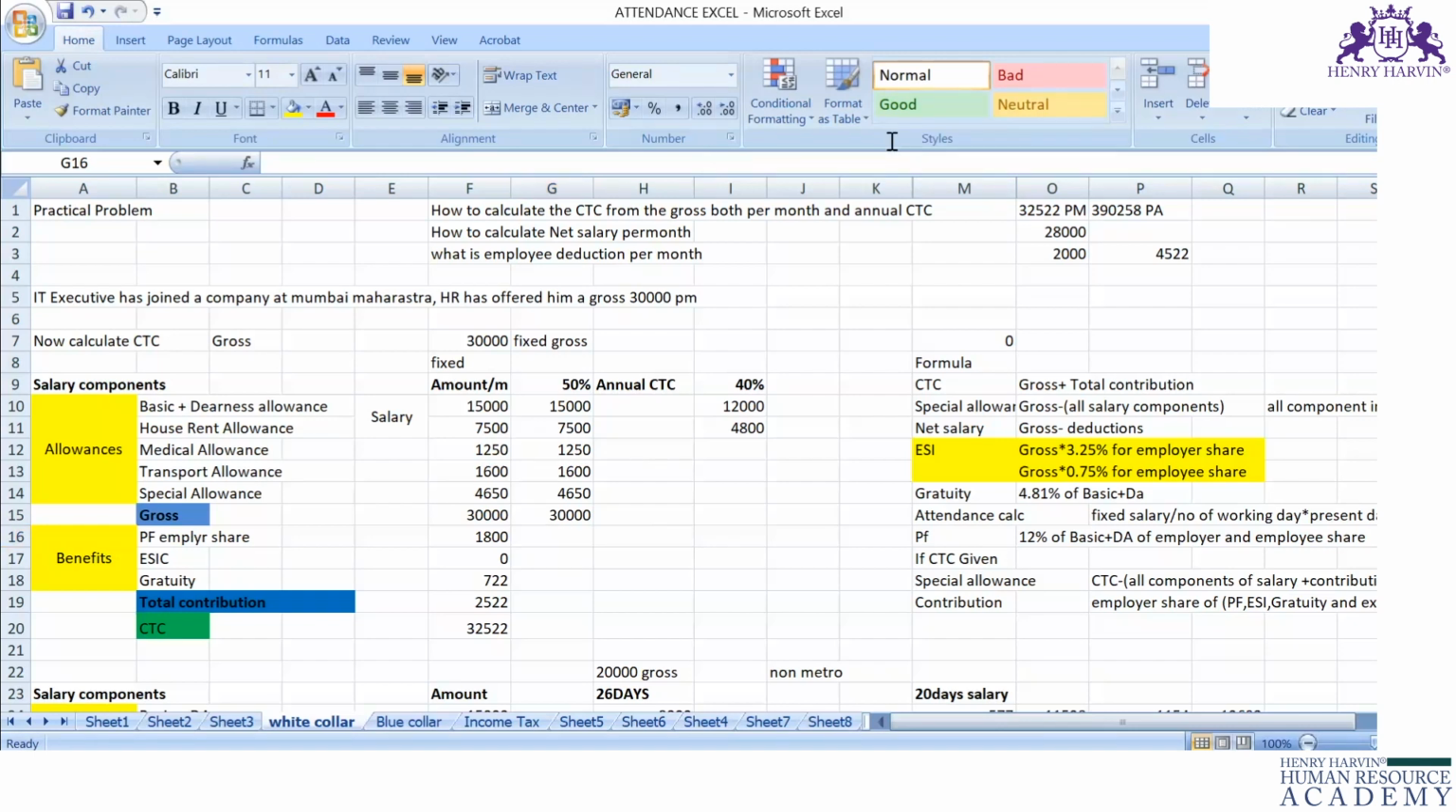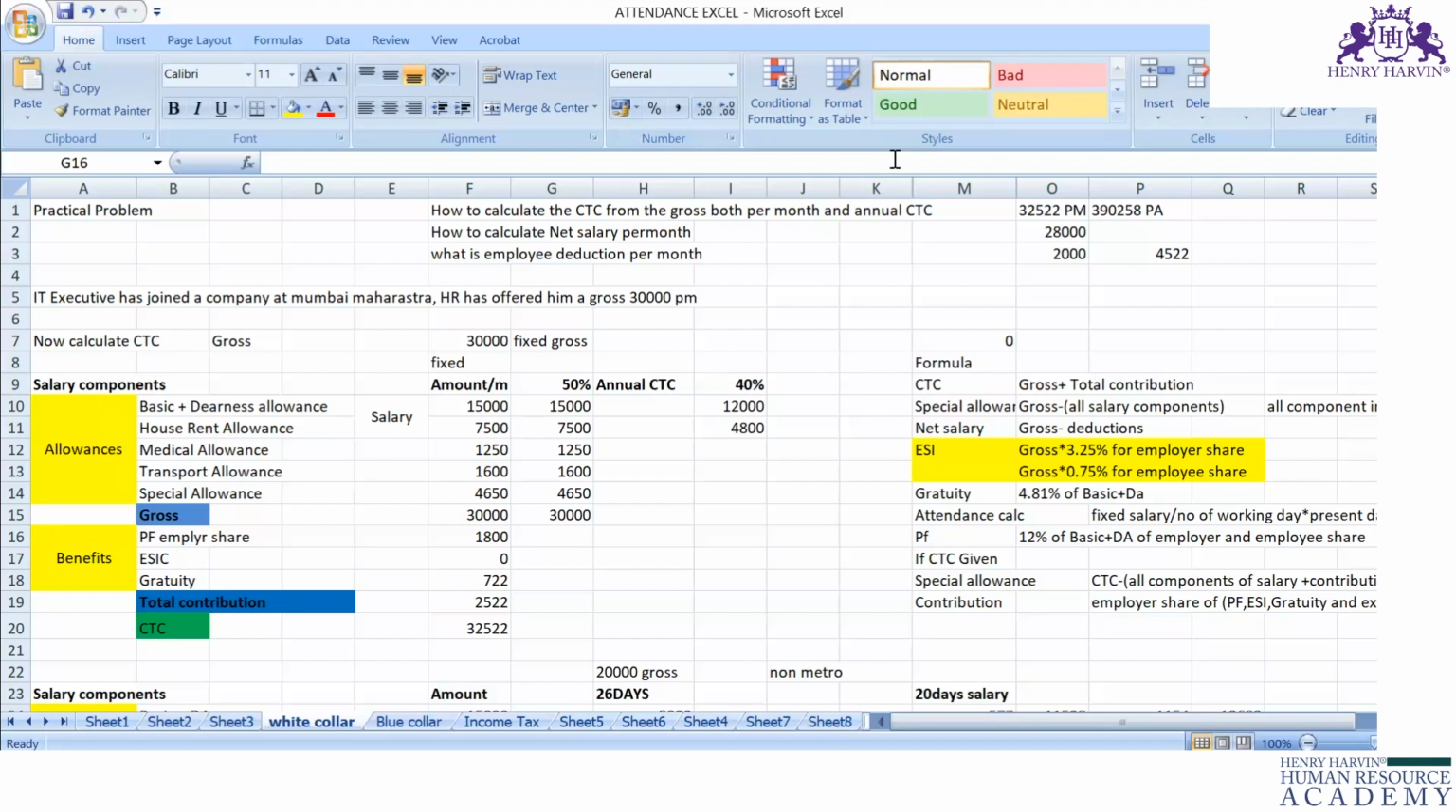There is no formula for transport allowances. The government of India has given tax exemption up to 19,200 rupees per annum for transport allowances, that is 1,600 rupees per month. So you can blindly put 1,600 for all the employees who are eligible for transport allowances.